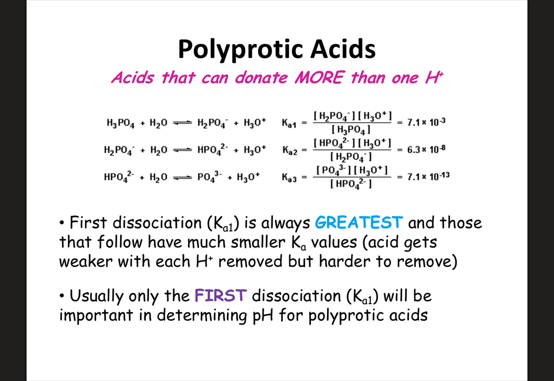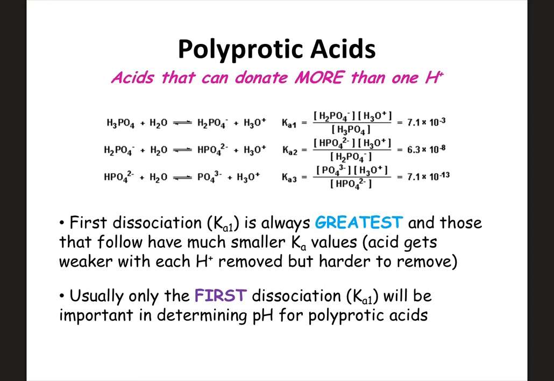So you can write a Ka for this, products over reactants, and it has a Ka value. The important thing to note here is this first dissociation, which we call Ka1, is always going to be the greatest. The ones that follow are going to be much smaller Ka values. Essentially, the acid is getting weaker with each H plus that's removed, because it's harder to remove each H plus after this. So you're always going to have the greatest Ka being Ka1, and then it's going to get smaller every time you remove another hydrogen.